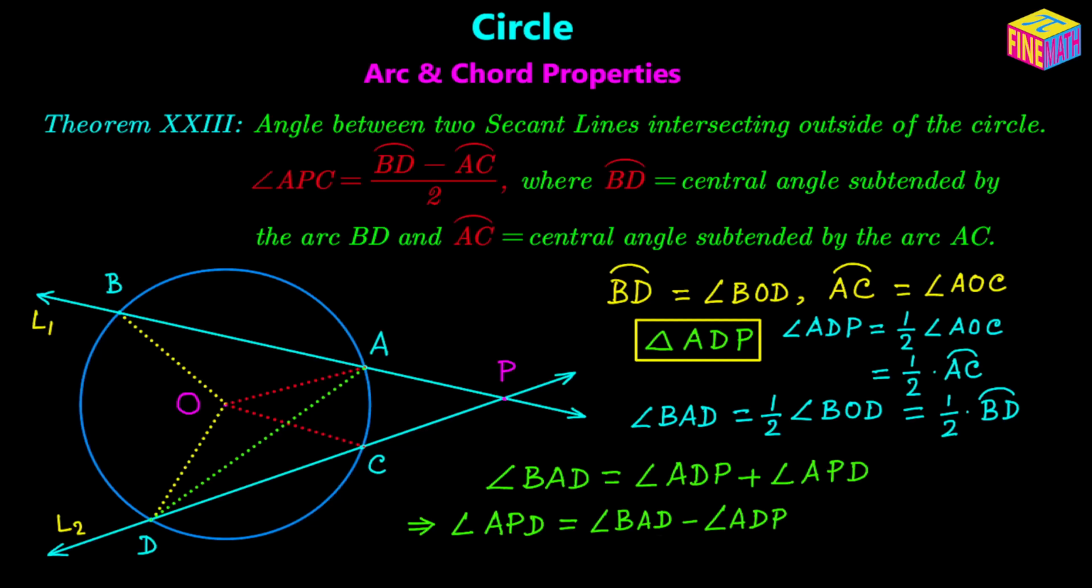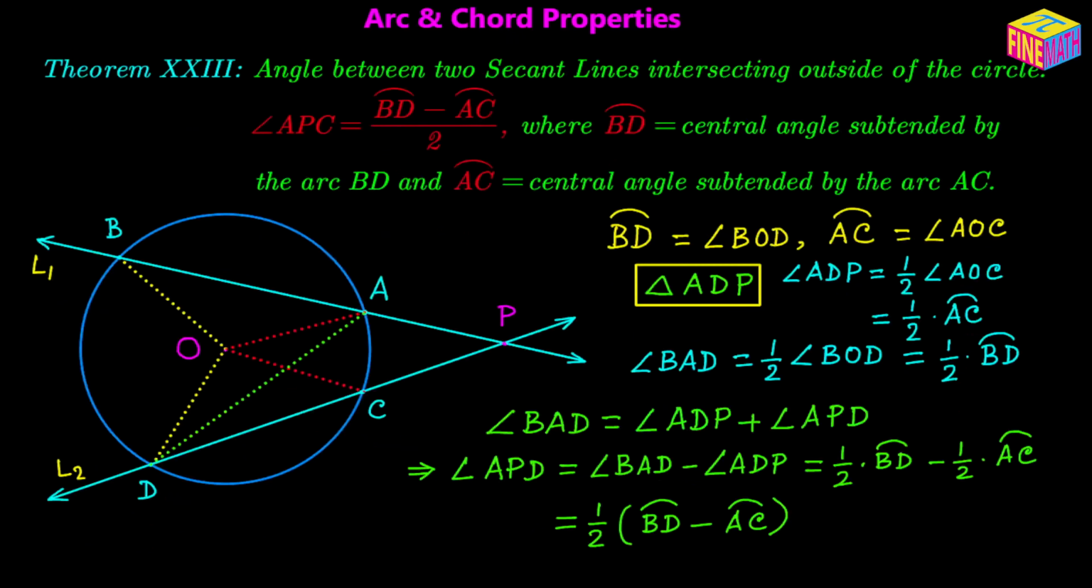Now let's substitute the values of those two angles there. So that's going to look like half times BD with the arc symbol minus half times AC with the arc symbol. And then if we combine them together, we can say that angle APD will be equal to half times BD minus AC with the arc symbol, of course. They denote the measure of the central angle subtended by each of the corresponding arcs. And this is exactly what we needed to prove for this theorem.